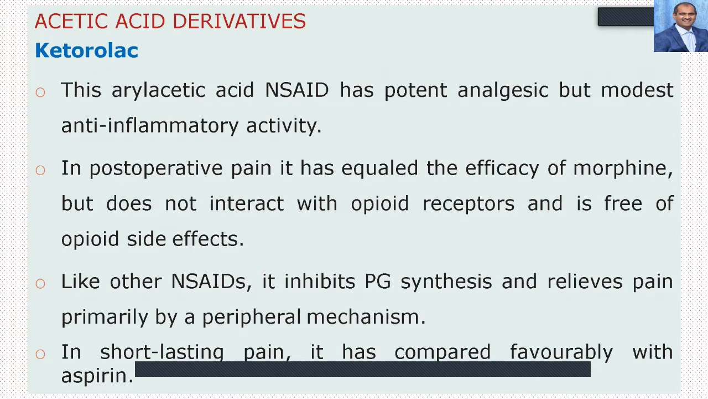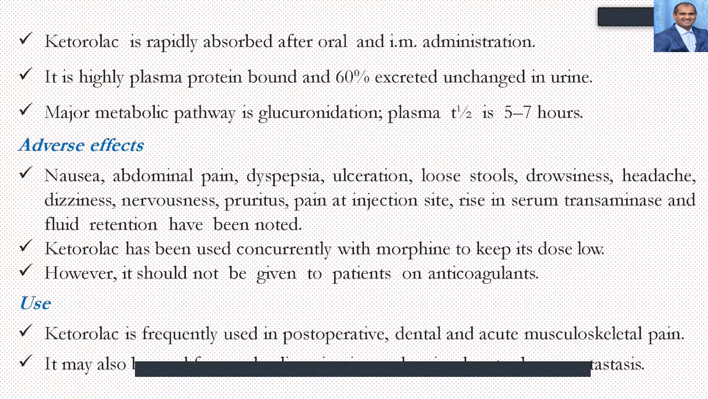Okay, then the other NSAID inhibits the prostaglandin synthesis and relieves the pain primarily by a peripheral mechanism, not by a central mechanism. Of course, the morphines and opioids induce painlessness through central action. So in short-lasting pain, it has compared favorably with aspirin, very similar to that of aspirin.